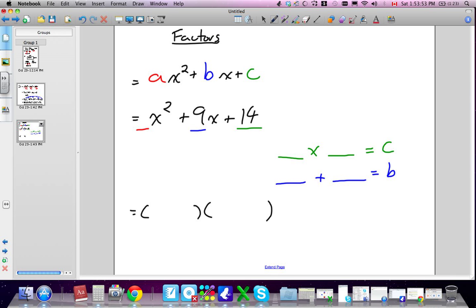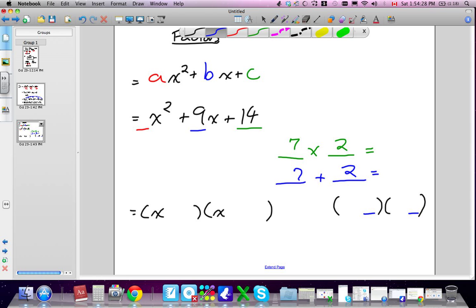Now I'm going to think of 2 terms that multiply to 14 but add to 9. Can you think of any? 7 and 2. Yeah, and they're both positive. So positive 7 times positive 2, positive 7 plus positive 2, both equal what we're looking for, which are 14 and 9. Okay? So this is really easy. We have 7 and 2. That's very simple. The downside of this is when a is a number other than 1, this shortcut does not work.